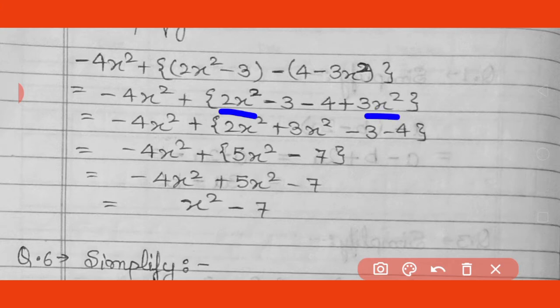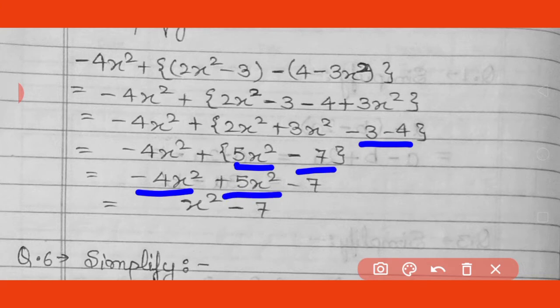2x square and 3x square are like terms, minus 3 and minus 4 are also like terms, so they will add. So 3x square and 2x square became 5x square, and minus 3 and minus 4 became minus 7. Now the curly bracket will open and it became 4x minus 4x square plus 5x square minus 7.